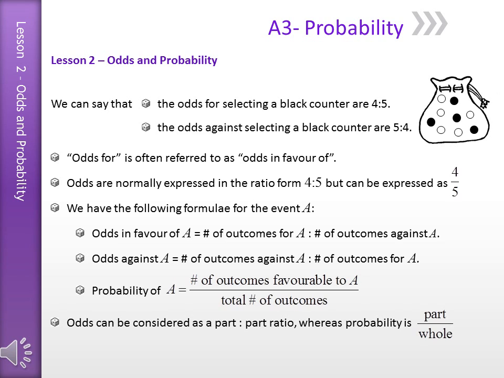Here are the formulas. Odds in favor of A would equal the number of outcomes for A, colon, the number of outcomes against A. The odds against A would equal the number of outcomes against A, colon, the number of outcomes for A. And the probability, as you recall, would be the number of outcomes favorable for A over the total number of outcomes. Odds can be considered as a part-part ratio, whereas we would consider the probability as a part over the whole, the total.